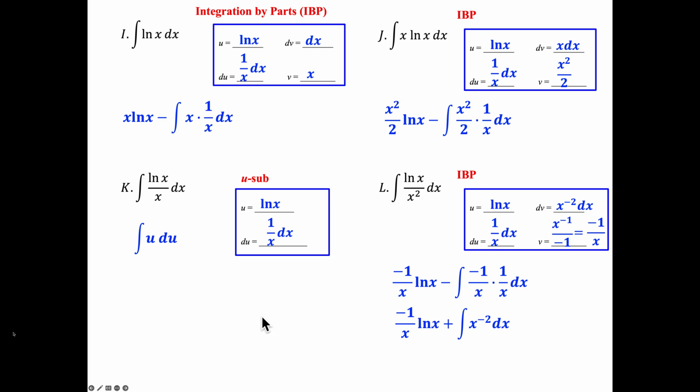And that wraps up 8.5. So again, lots of practice of all our integration rules.